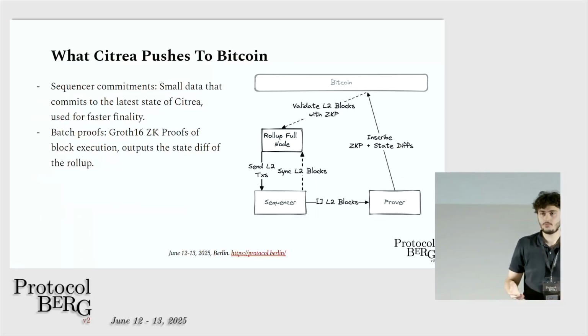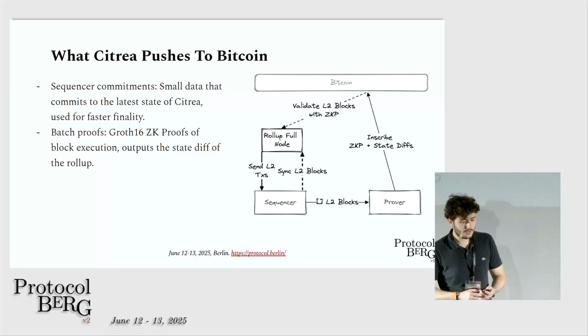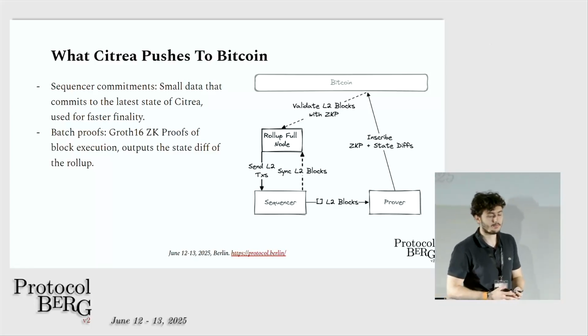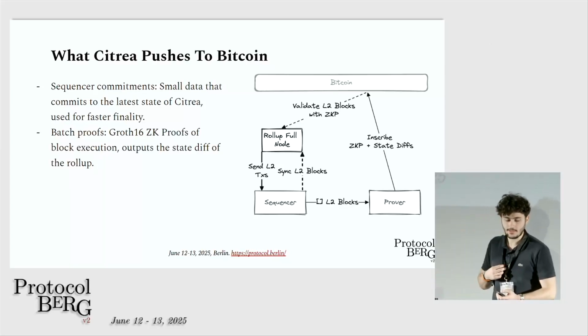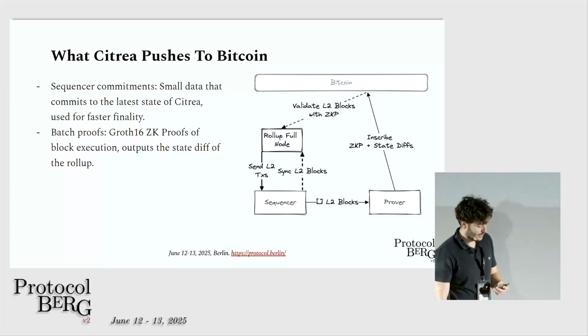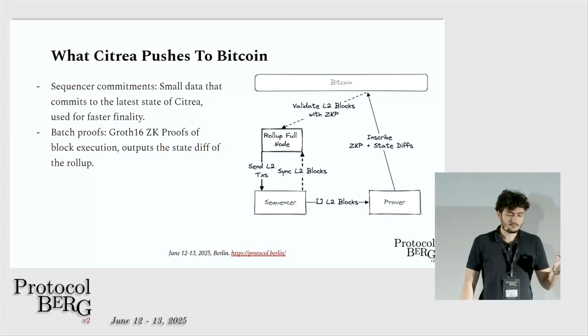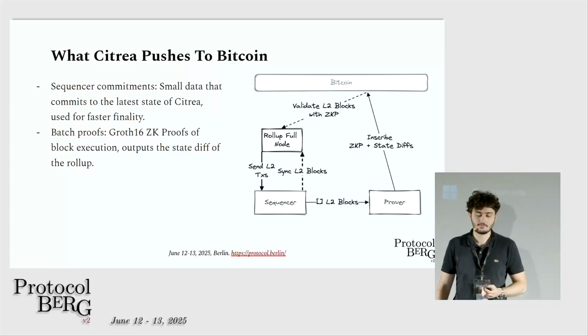Now, okay, what do we do with this DA layer, right? In order to build your rollup, there are a lot of constructions, of course. So I'm going to talk about what we do at Citrea. In Citrea, there are two types of data put onto Bitcoin right now. The first one is sequencer commitments, and the second one is batch proofs. The sequencer commitments, I think some of the Ethereum ZK rollups have a similar notion, are used for faster finality for full nodes.